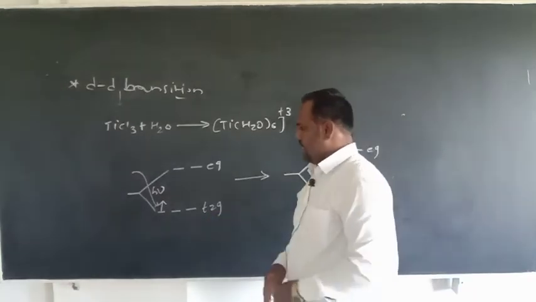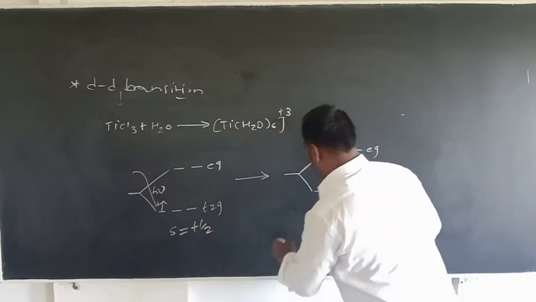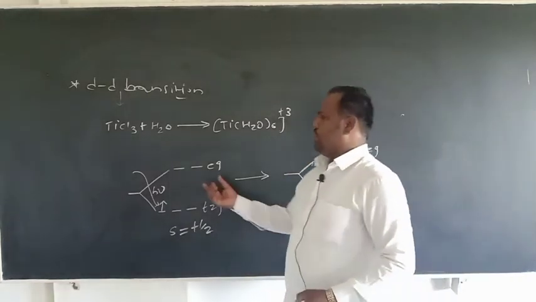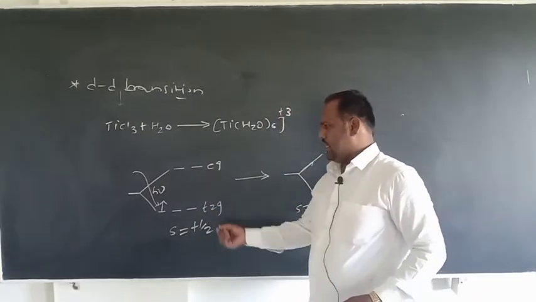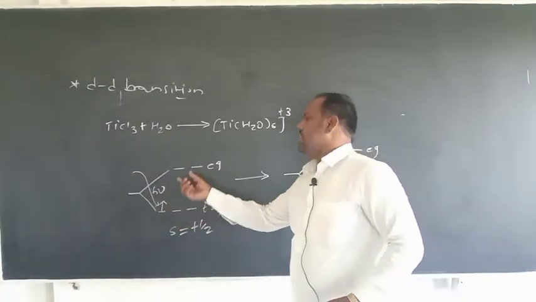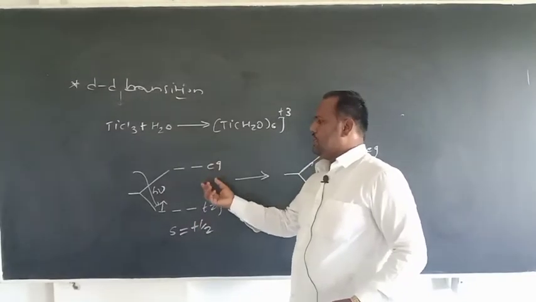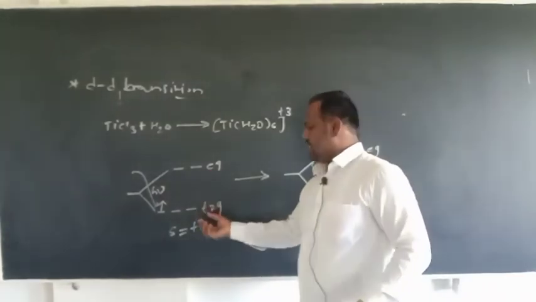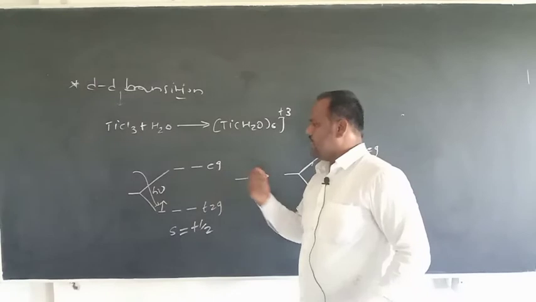If we consider the spin of the electron, in this case it is 1/2, here also the spin is 1/2, so there is no change in spin. If you consider the selection rule for this transition, the electron gets excited, or the electron is shifted from the T2G orbital to the EG orbital after absorption of light radiation. So this is considered a d-d transition. The transfer of an electron from T2G to EG is considered a d-d transition.